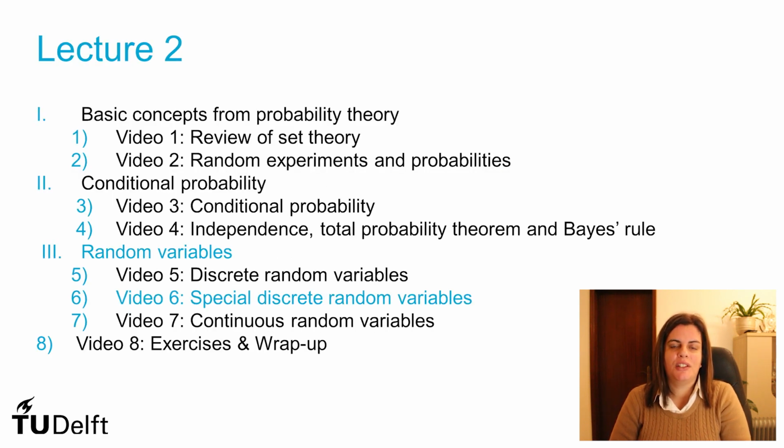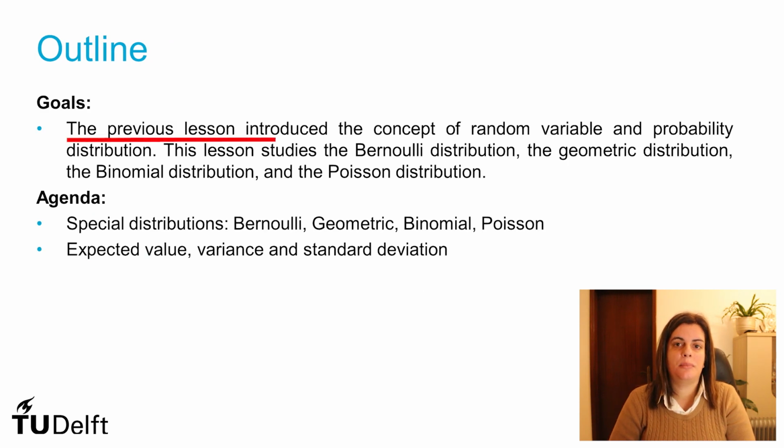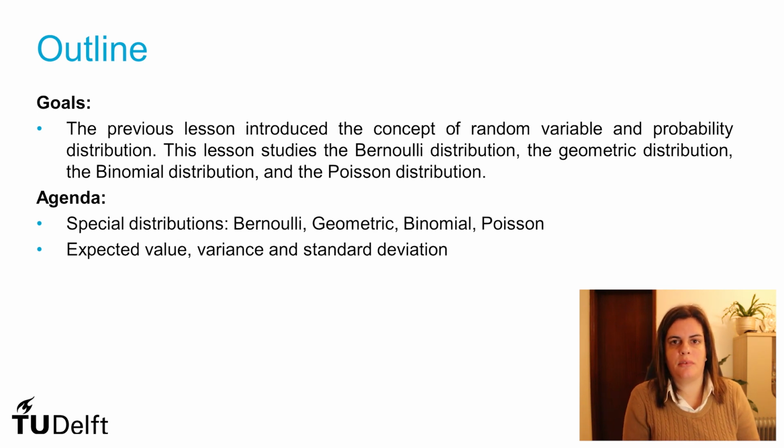Lecture 2. Today we will talk about some special cases of discrete random variables. In the previous lesson we talked about the concepts of random variable, discrete random variable, and probability distribution. In probability and in theory, we typically try to generalize the random variables that we study. We try to classify them in a very general way. And that is also the case for discrete random variables.